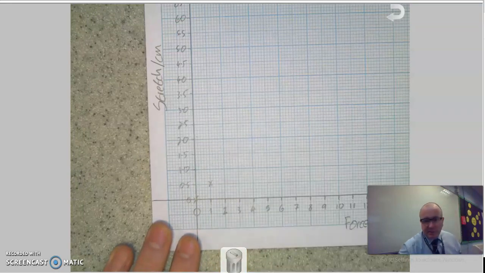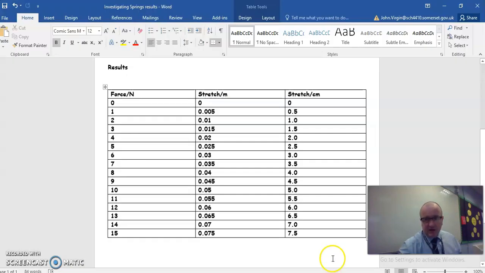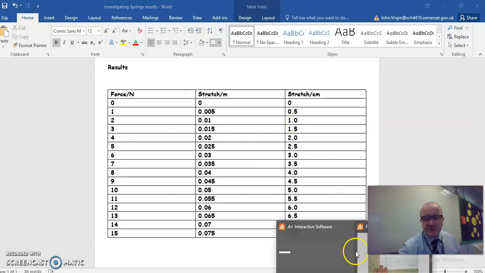Okay, let's get my next result. Sorry, I've got hiccups. My next result, when the force was 2 newtons, the stretch was 1.0. Okay, so I go along to 2, I go up to 1.0. Now what I'm going to do is just add all the rest of my results. I'm not going to keep flitting backwards and forwards between my results table and my graph.